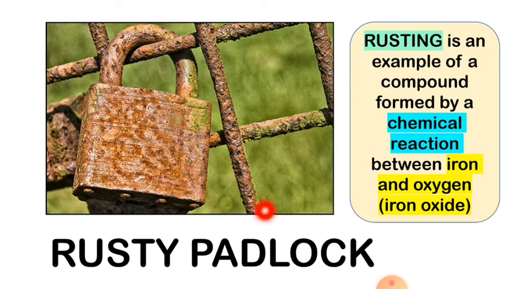Rusty padlock. A rusty padlock is another example of a compound. The padlock is made up of iron, but if the padlock is left outside, it will have a chemical reaction between the iron and the oxygen. So it will become iron oxide. And then rust, if you can read here: rusting is an example of a compound formed by a chemical reaction between iron and oxygen.